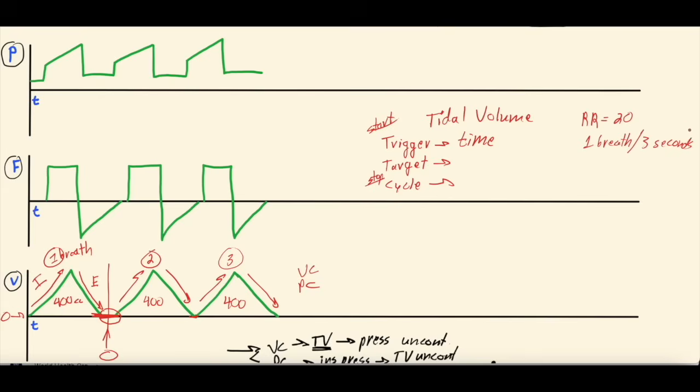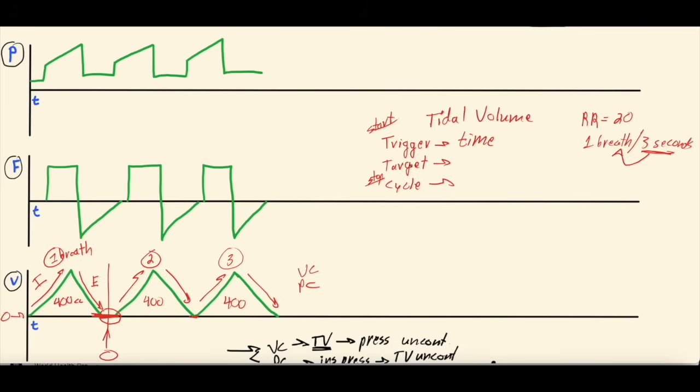And ventilators are smart now, and this is assist control, meaning the patient can also take their own breaths, and that counts towards the 20. But if the patient is not taking their own breaths, every 3 seconds, the ventilator says, I need to give a breath, or that's my trigger. If there's not been a breath in 3 seconds, that triggers me to give a breath. So time is what triggers the ventilator to start a breath.